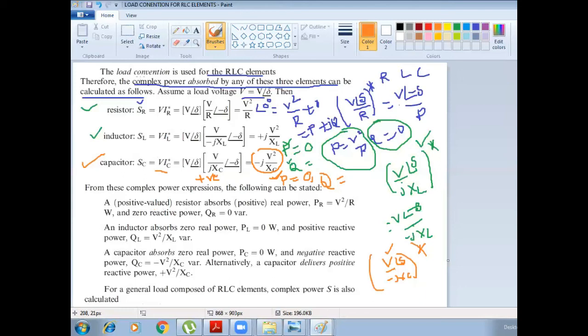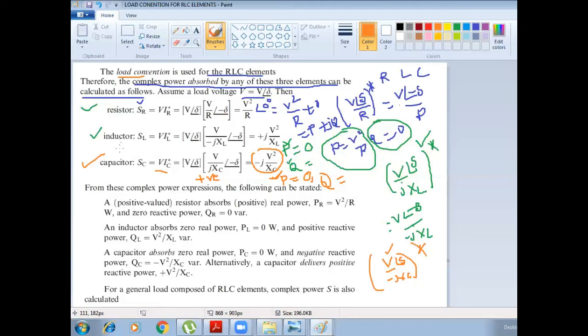So here let us see the summary. We have considered the RLC elements, and we are considering the load convention for all the RLC elements. Complex power absorbed by resistor R equals V square by R. Here we can say that the real power absorbed by the element is V square by R because it is positive. So real power is absorbed by the element, and there is no reactive power. So the reactive power absorbed or delivered is 0. So this is the resistor.